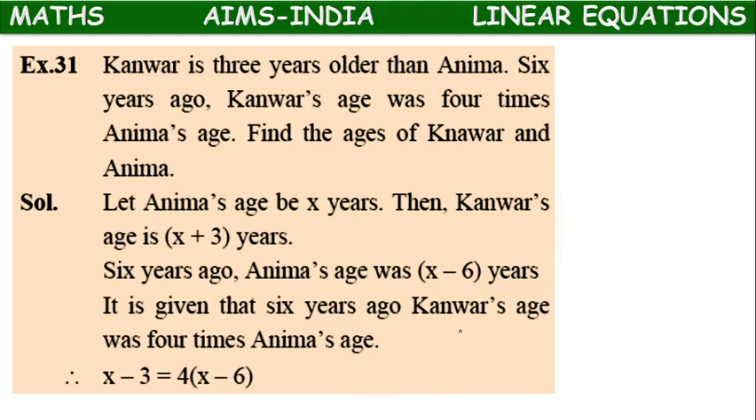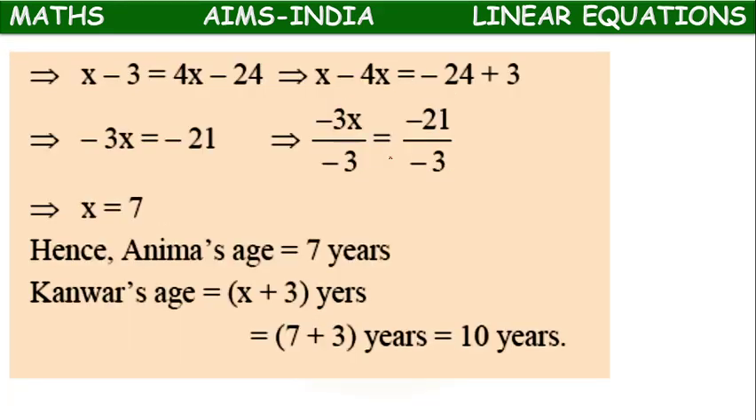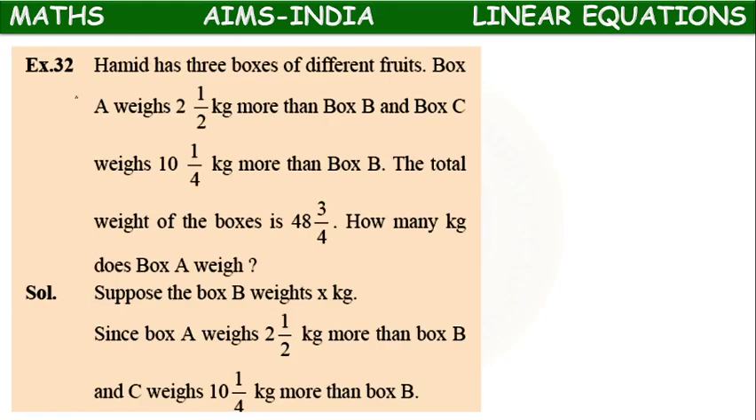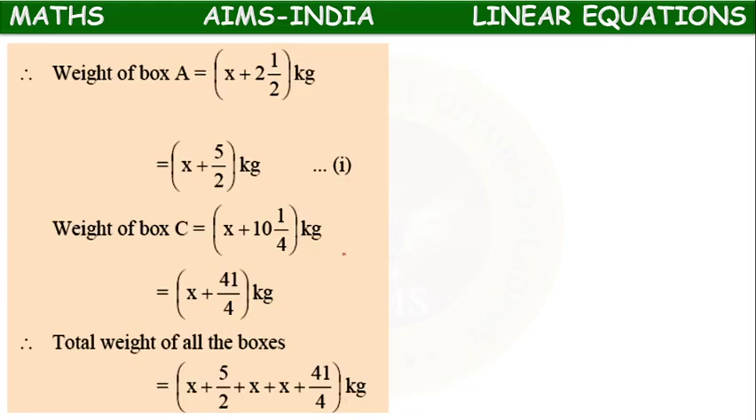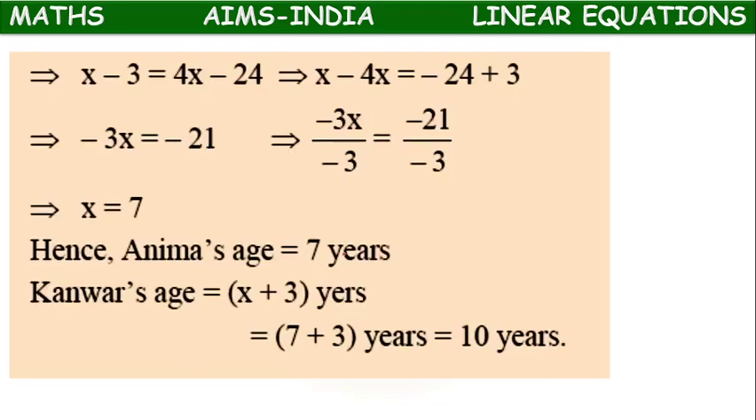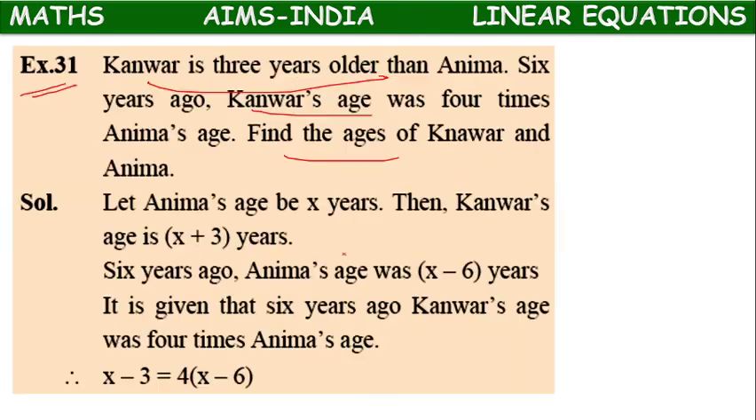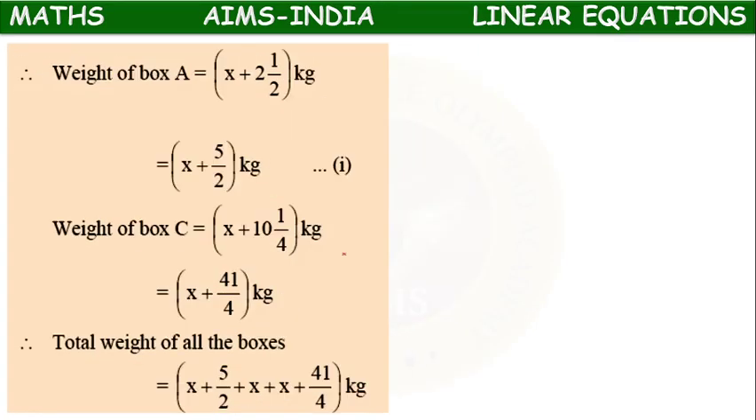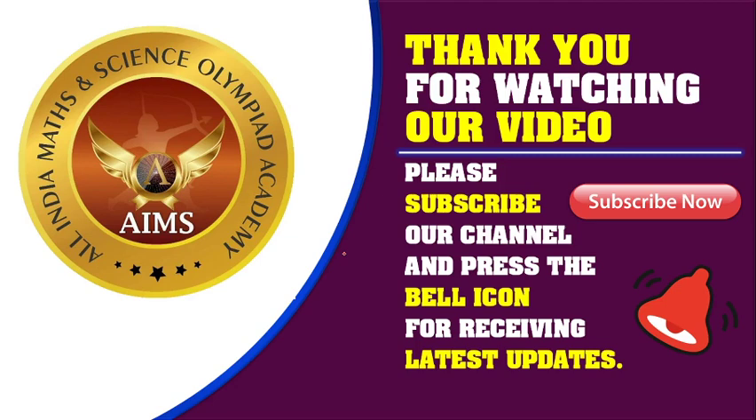Okay, children. So one more, example 31, is there. Later you try to understand the question. The solution for 31 we have given here. After that, question 32 is also there, and the solution we have given here, children. So try to go through the question and find the solution. 31 and 32, practice them as homework.